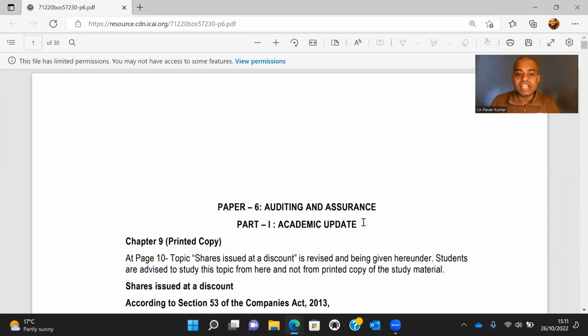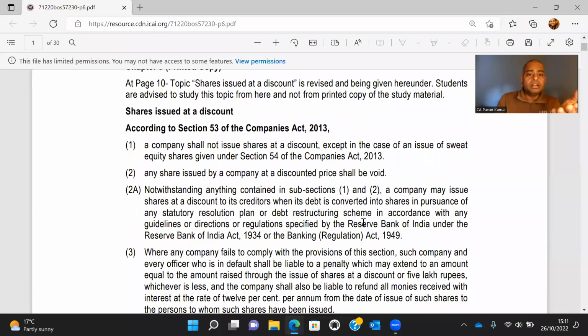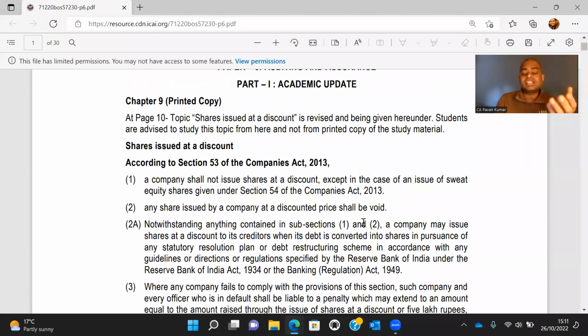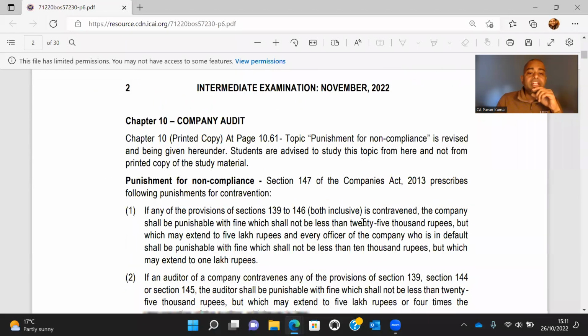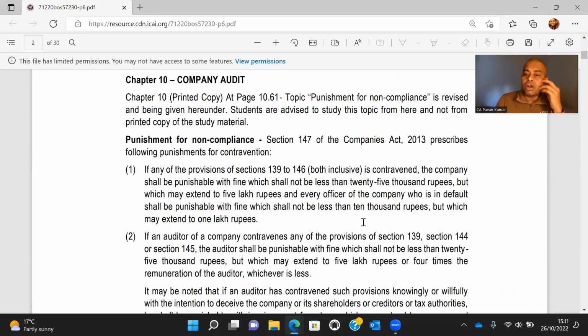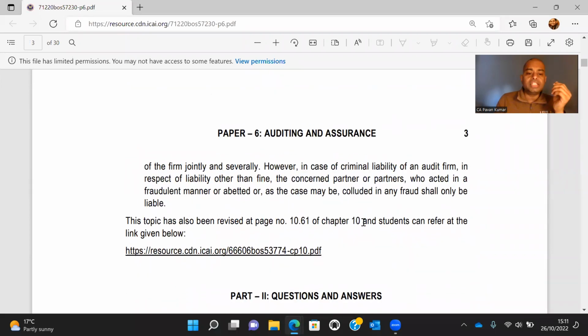But this time, the good news is, no beating around the bush. They have given a brief, crisp 30-page RTP which is just relevant for you, with no reproduction of the Companies Act or other provisions. The first 2 pages give academic updates relating to company audit, chapter 9: shares issued at a discount, in less than 1 page, and on the second page, Section 147, punishment for non-compliance. So those 2 academic updates you can do.